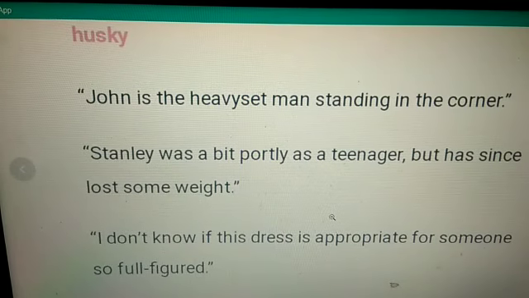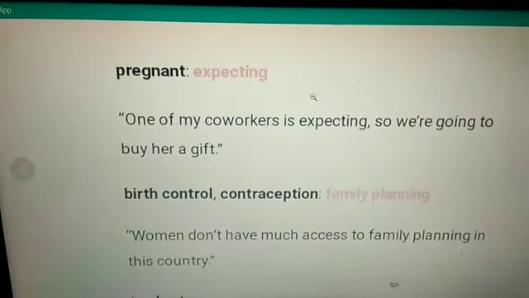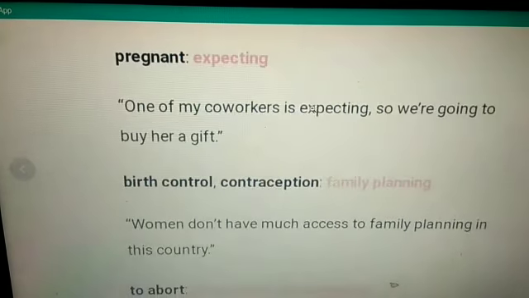I don't know if this dress is appropriate for someone so full-figured. So for fat, so many words we are using depending upon the context. Next you see, for pregnant means expecting. One of my co-workers is expecting, so we are going to buy her a gift.